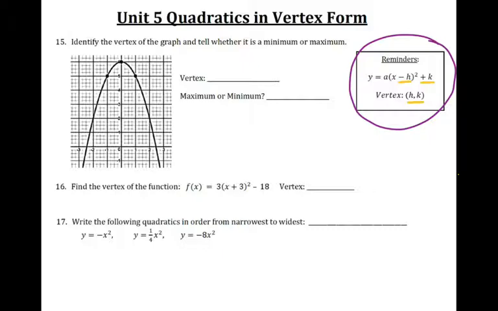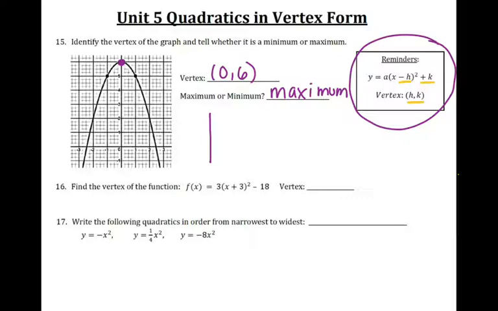So if I look at number 15, the first thing it asks is, what is the vertex? Your vertex is the highest or the lowest point of your graph for your parabola. My highest point is at (0, 6). And since it is the highest point on my parabola, that is going to be a maximum.